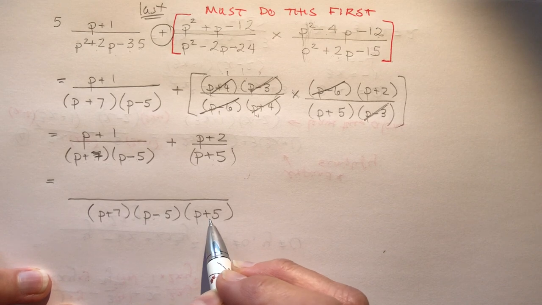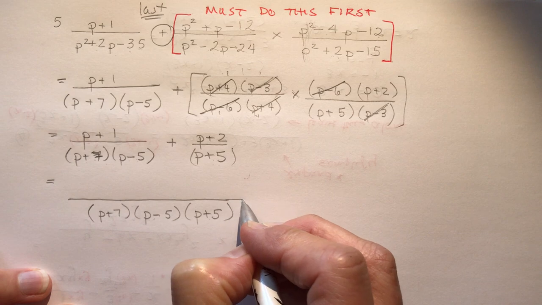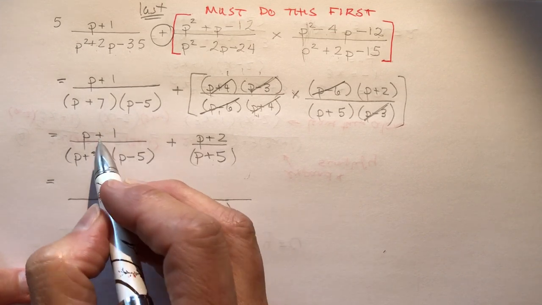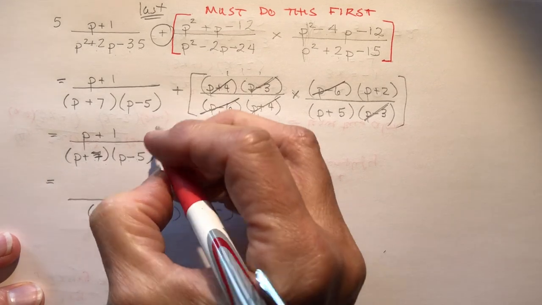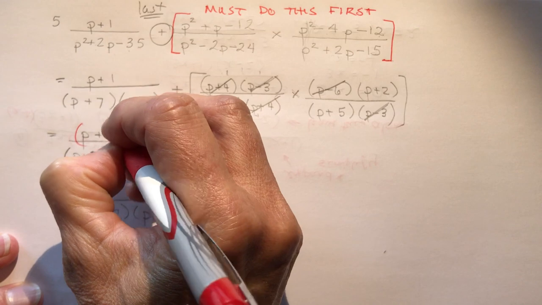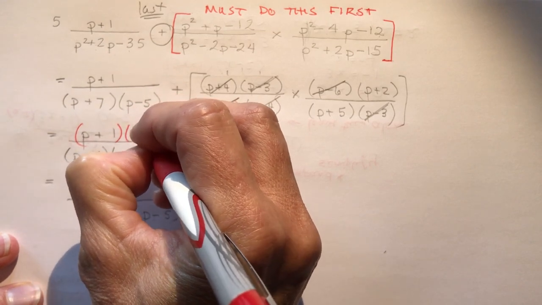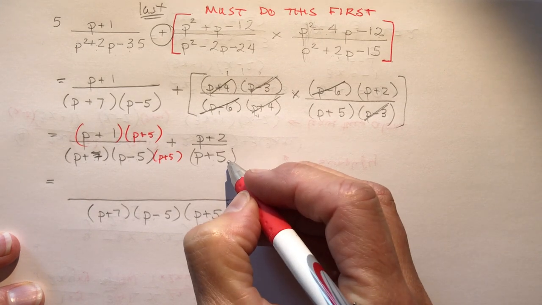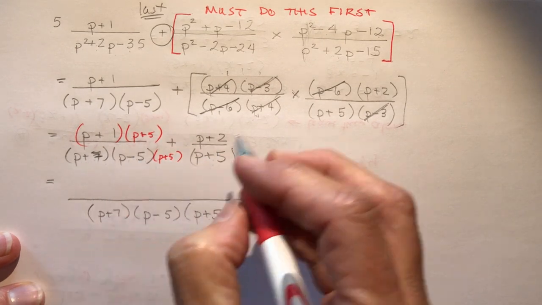It could be written as p squared minus 25. Okay, so now I have to multiply the top. This one got multiplied by p plus 5, so I have to multiply this and put it in brackets or else you might forget how to expand it properly. And this one got multiplied by these two things.